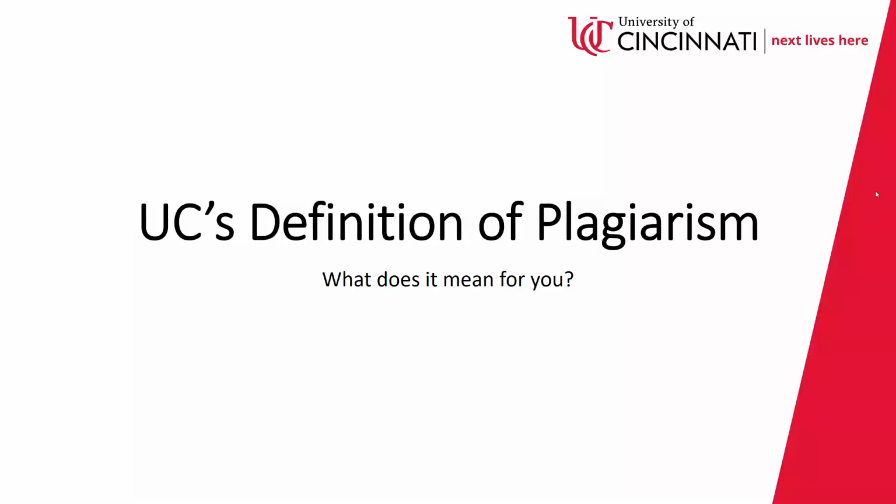A link to the Student Code of Conduct is available online and is also provided in the description for your convenience. In this video, we are going to review the definition of plagiarism from the UC Student Code of Conduct, go over examples of the various kinds of plagiarism, and review the consequences of plagiarizing. So let's start with the UC Student Code of Conduct. The definition of plagiarism is on page 10 and has 4 parts, each defining a different type of plagiarism. So let's start with part 1.